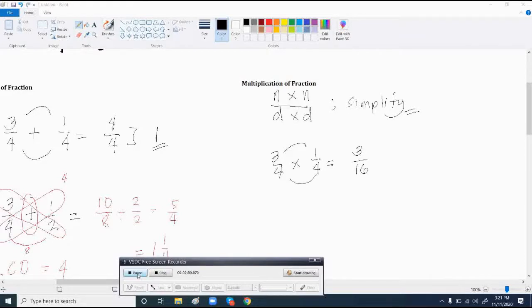Now let us proceed into the multiplication of fraction. Multiplication of fraction has a simple rule. All you have to do is to multiply your numerator to your numerator, denominator to your denominator, and after that, just simplify your answer.